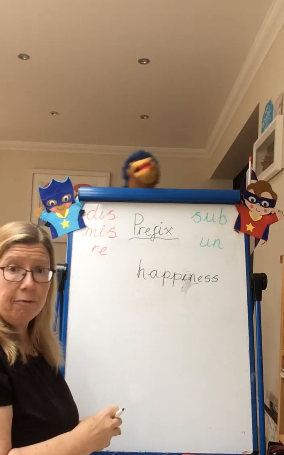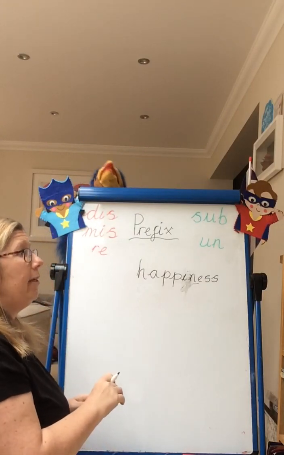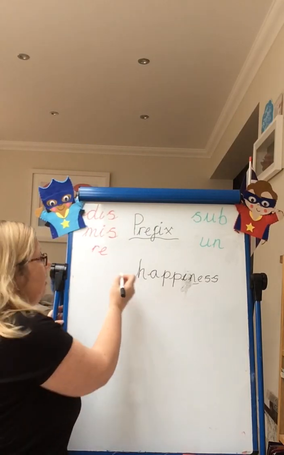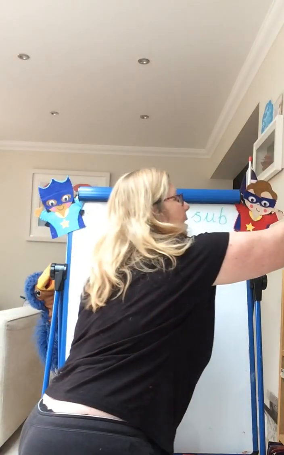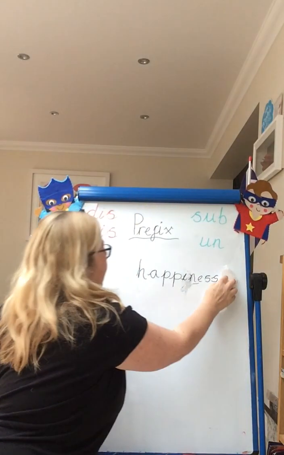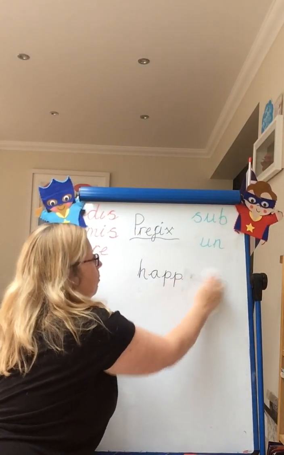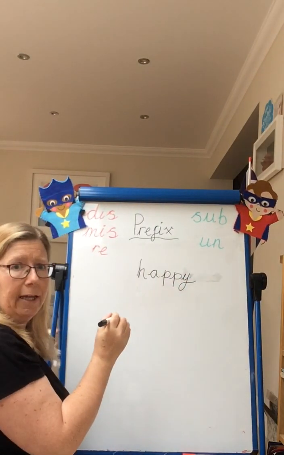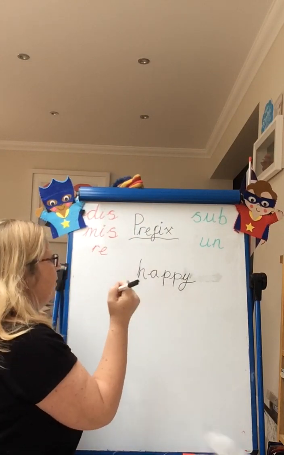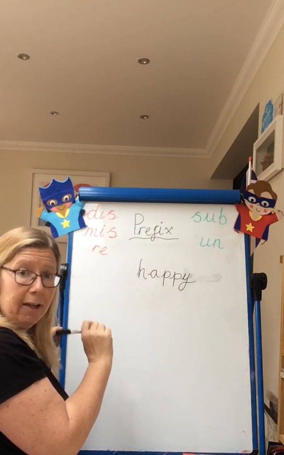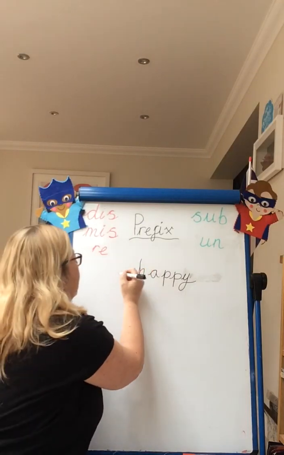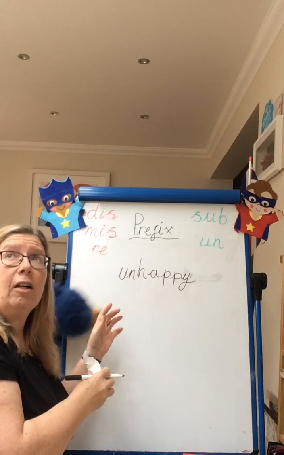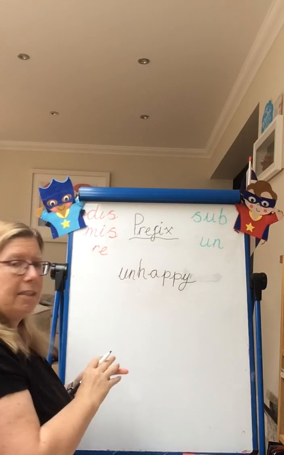Okay, a prefix is slightly different. A prefix, okay, we add at the beginning of the word. Okay, so it comes in front. So we would have, let me rub this bit off, we would have our word, which was happy, if you remember. So our word was happy, okay, and we would add a prefix at the beginning. So our prefix would be un. So one of our prefixes is unhappy. Okay, so we can change the word.